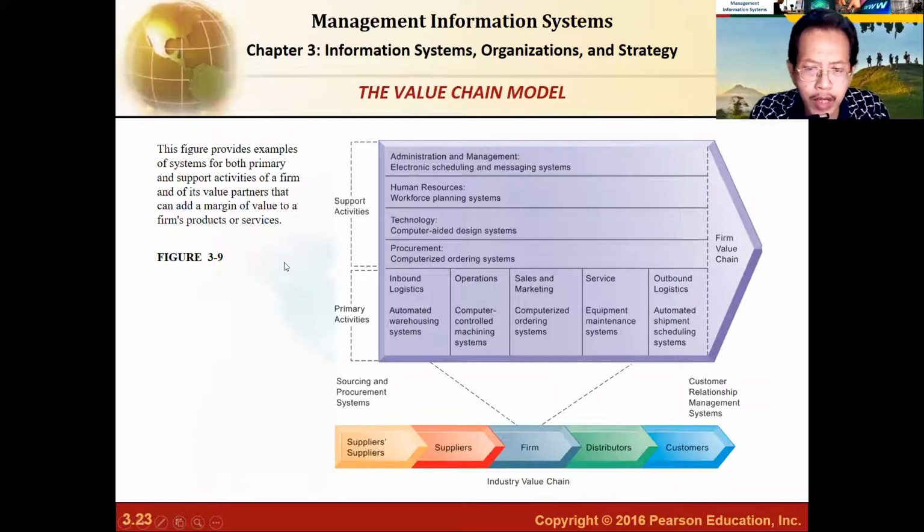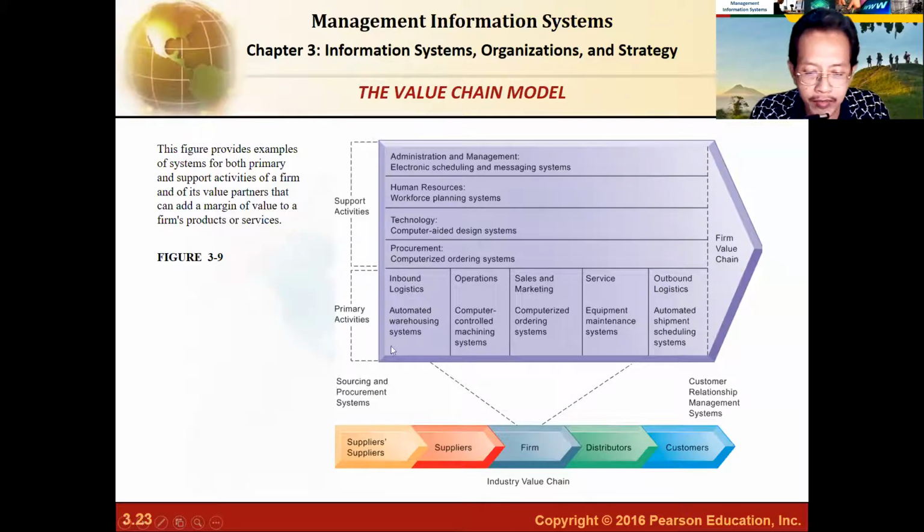Here is the value chain model, and it shows how the internet and the use of IT and information systems can support the value chain of a company. This is the value chain. You can see the suppliers of the suppliers giving materials to the suppliers, giving materials to the company. And then it would be sending to the distributors and to the customers. So in each part, there would be an added value given to the goods that are being produced in this value chain. In the company itself, there would be primary activities and supporting activities.